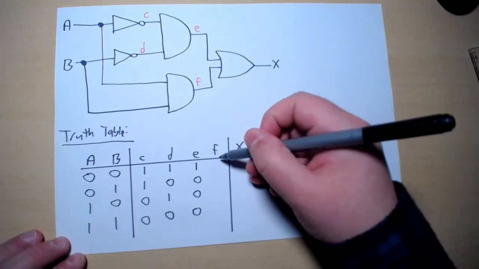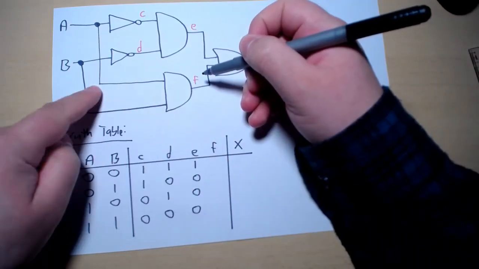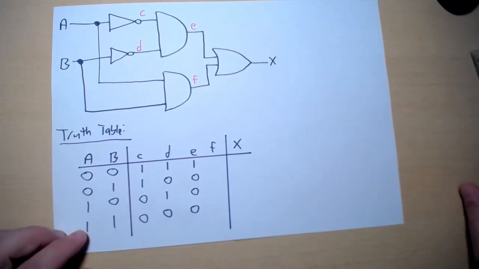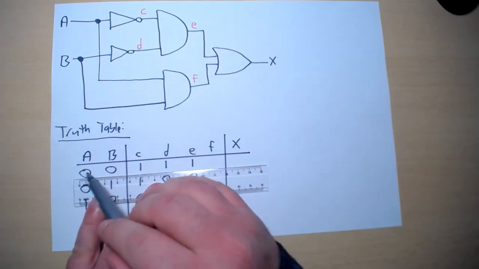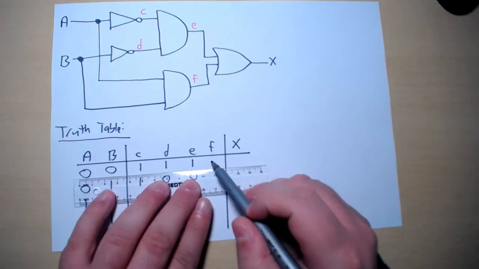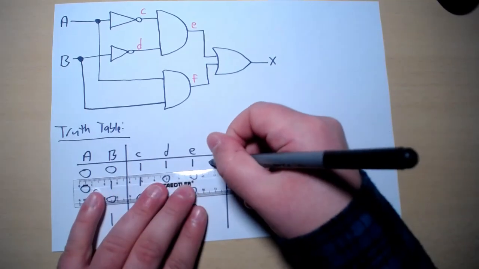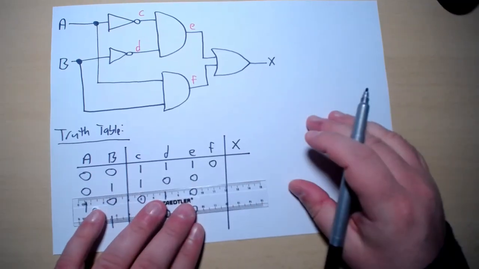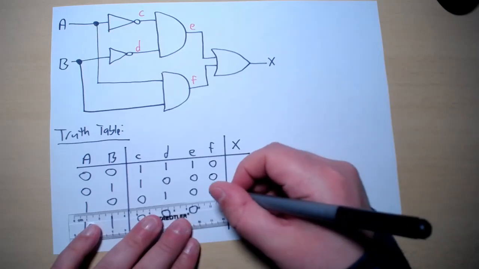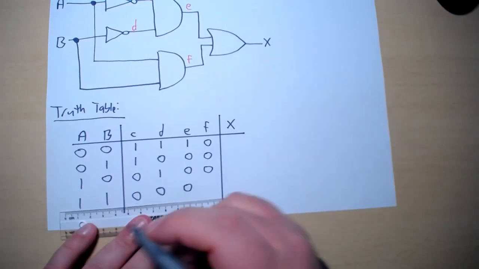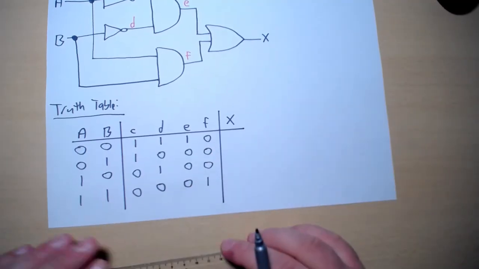Now we have the last internal gate, which is F. And F is basically the AND of A and B. So we have to focus on A and B here and do the AND result in column F. 0 and 0 gives us a 0 because there's a 0. The same here, 0 and 1. 1 and 0 gives us a 0 as well. But here, 1 and 1, since both inputs are 1, F will be 1.